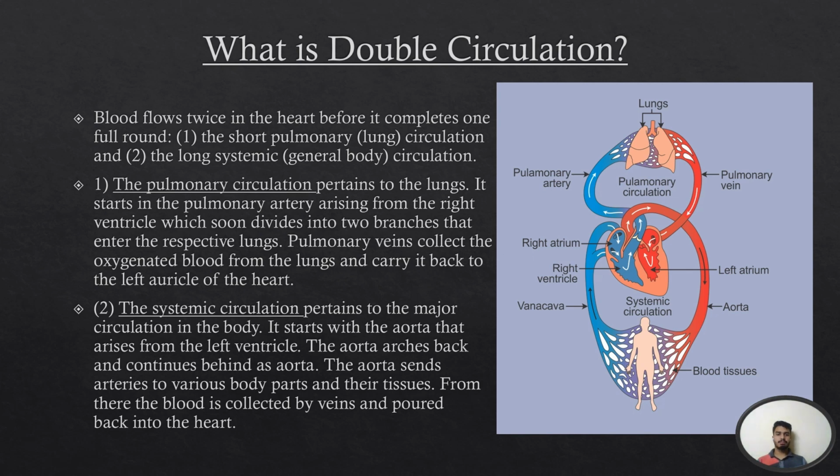This oxygenated blood from the lungs is received by the left auricle. The left auricle pushes the oxygenated blood to the left ventricle. The left ventricle pushes the oxygenated blood to different parts of our body. This process of pushing the oxygenated blood to different parts of the body is called the systemic circulation. Hence, the double circulation is the combination of both pulmonary circulation and systemic circulation. And in the cardiac cycle, the blood flows twice through the heart before completing one full cycle.